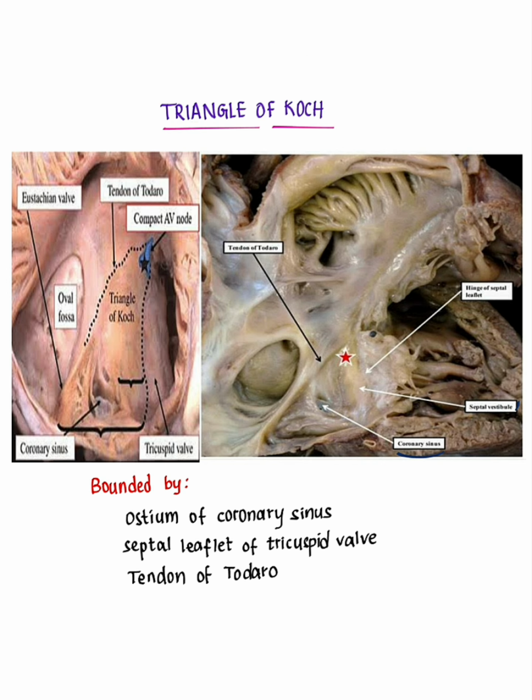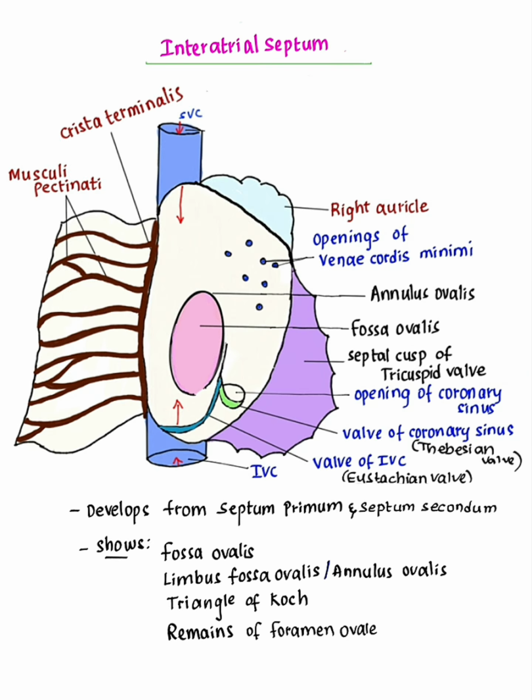Triangle of Koch. Triangle of Koch is bounded by the ostium of the coronary sinus, the septal leaflet of the tricuspid valve, and the tendon of Todaro. Tendon of Todaro is a subendocardial ridge. The AV node lies at the apex of the triangle.